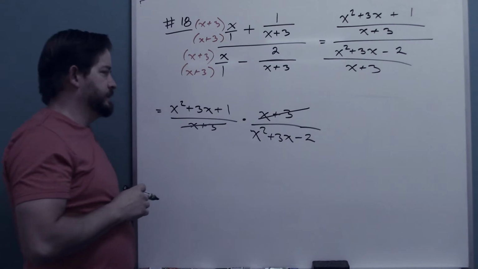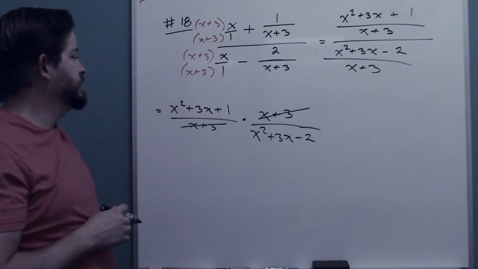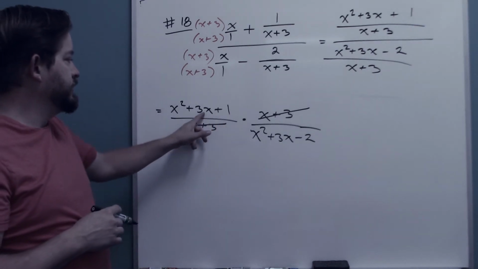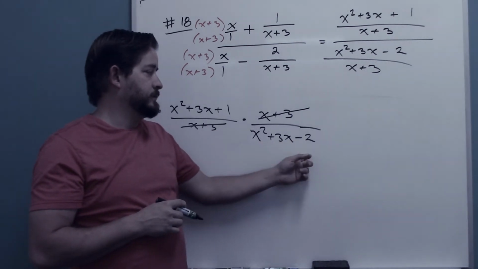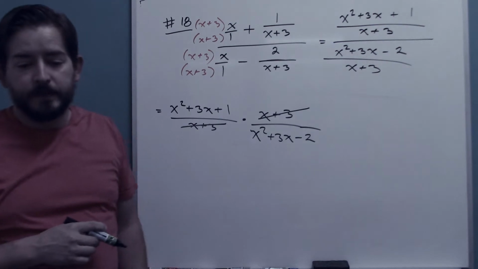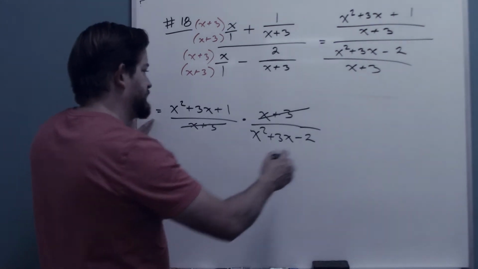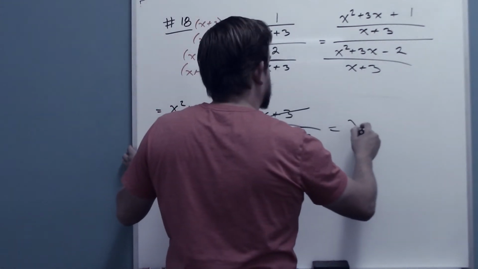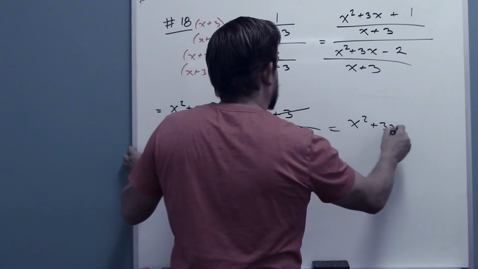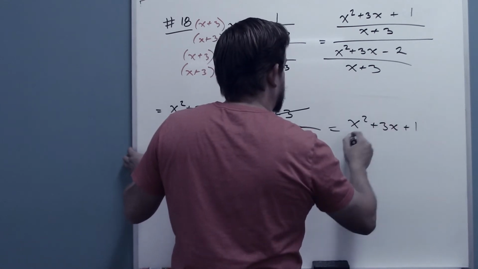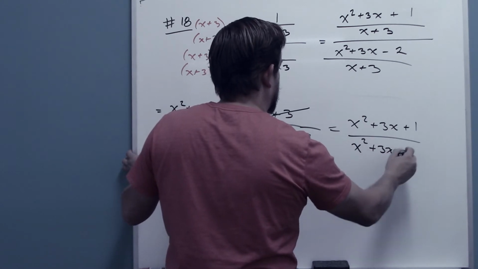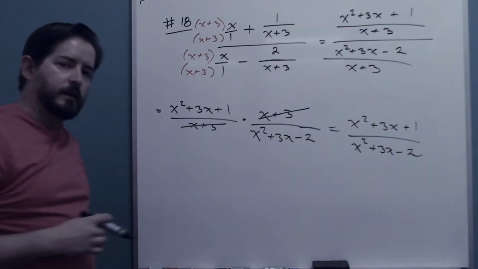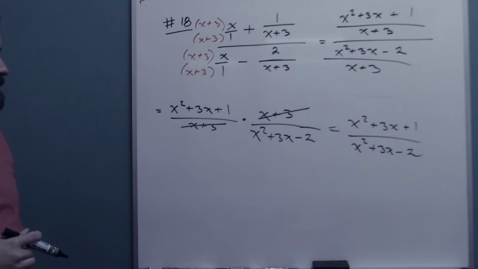This top one doesn't factor, because there's no factors of 1 that'll give me 3, and the bottom one will also not factor, and I'm done. And all it is then is this numerator, which is x squared plus 3x plus 1, divided by x squared plus 3x minus 2. Done. Good.